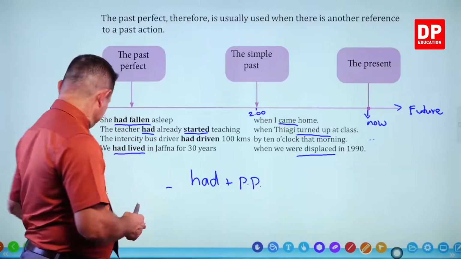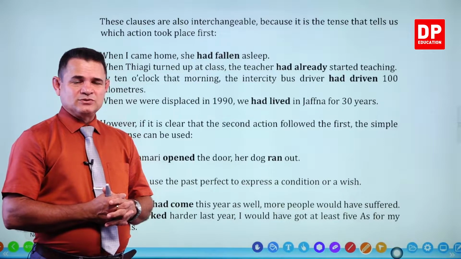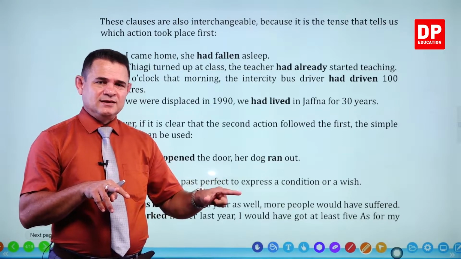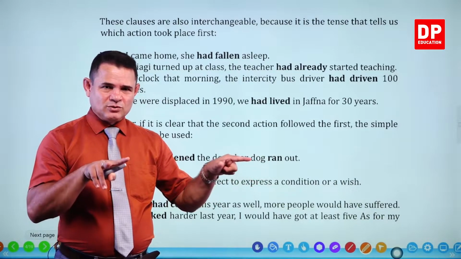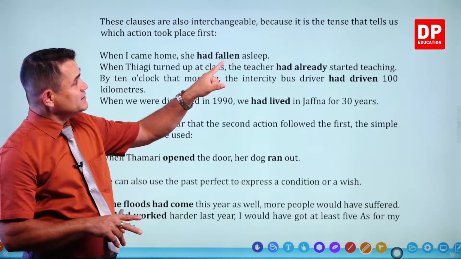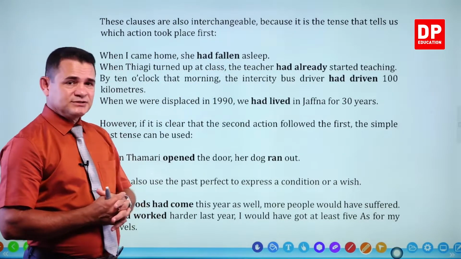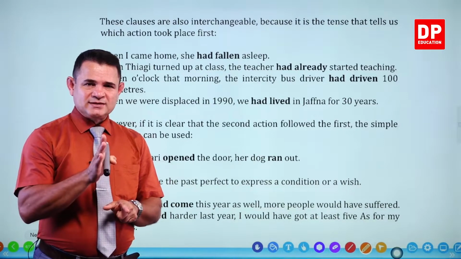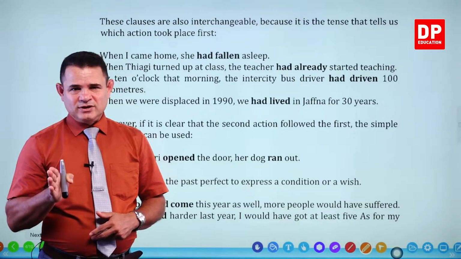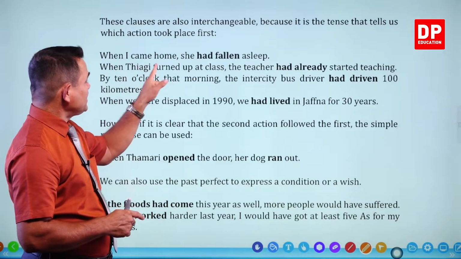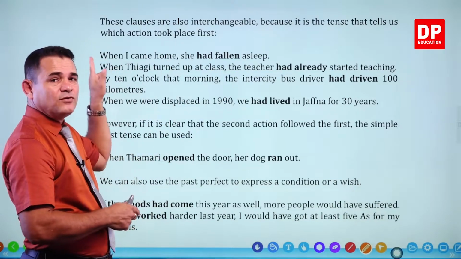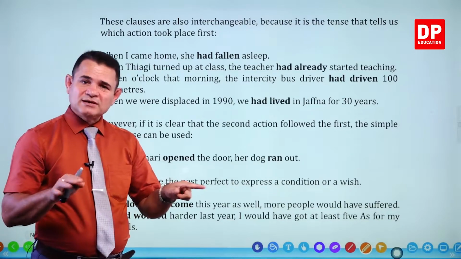Hope that is clear. These clauses are also interchangeable. That means there were two parts. The teacher had already started the lesson when I came to the class. Or when I went to the class. You can change the order, because it is the tense that tells us which action took place first. Now just have a look at this: when I came home she had fallen asleep. Or she had fallen asleep when I came home. Both correct.